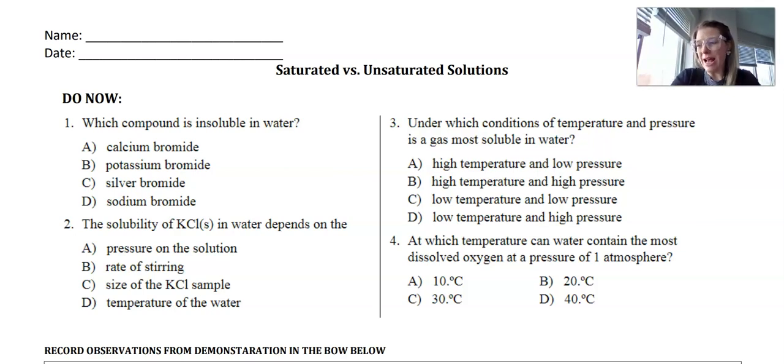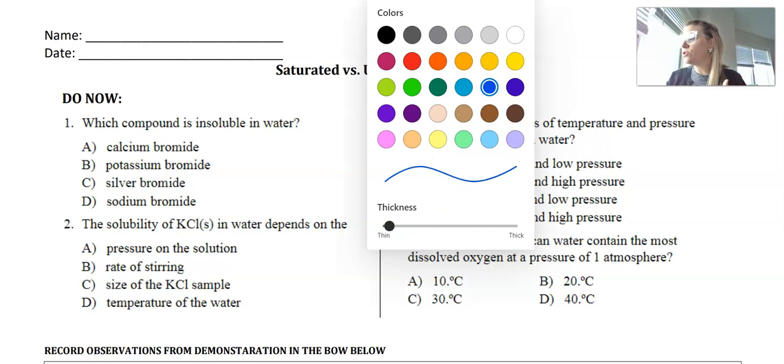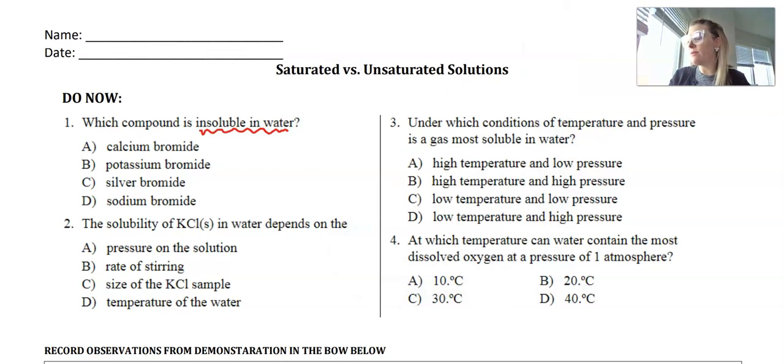So question number 1 asks, which compound is insoluble in water? Now, remember, prior to yesterday's lesson, we have basically defined solubility as being a black and white concept, it is soluble, it is insoluble. And so when you see a question like this, you do have to remember that the reference table is there to help you. So solubility in water is reference table F.